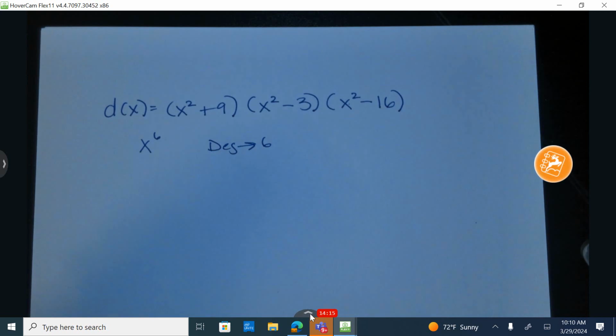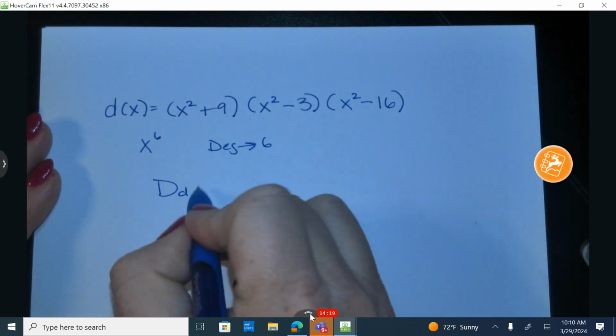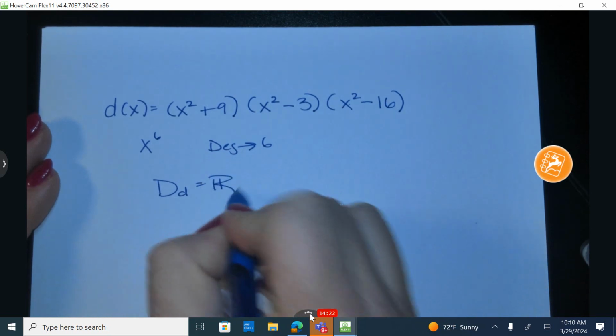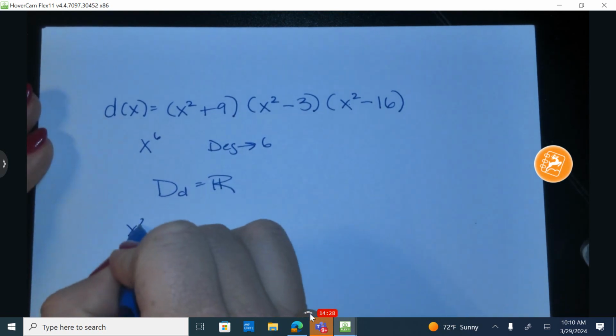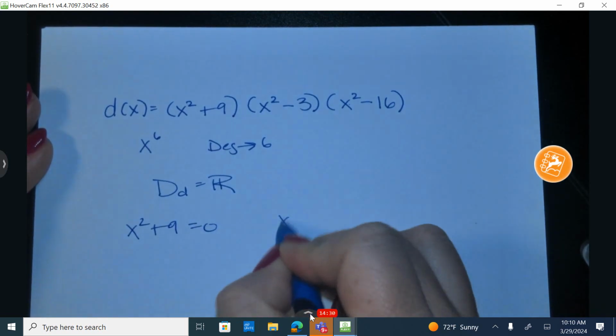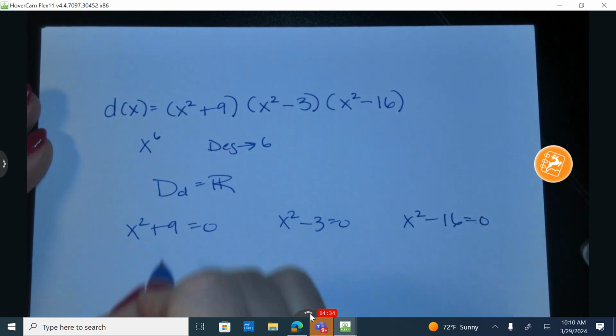Now, I'm not limited in what I can plug in for x. So the domain of function d is all real numbers. The next is going to be identifying the zeros of the function. So I'm going to take x squared plus 9 set equal to 0, x squared minus 3 set equal to 0, and x squared minus 16 set equal to 0.